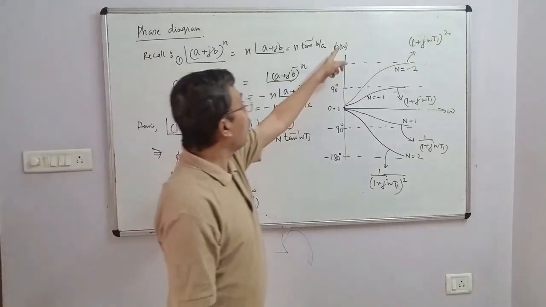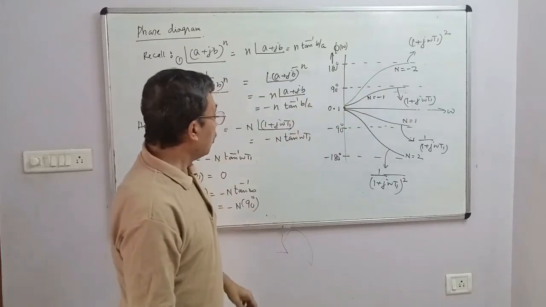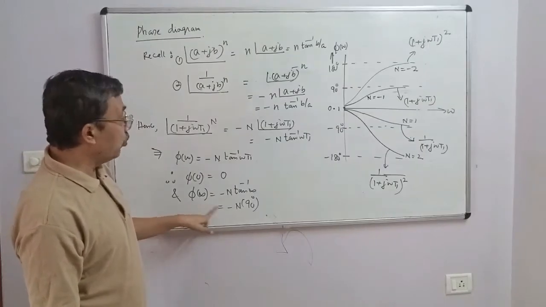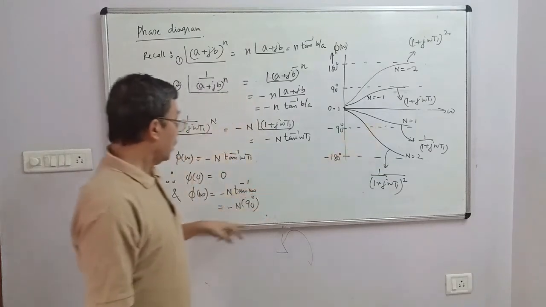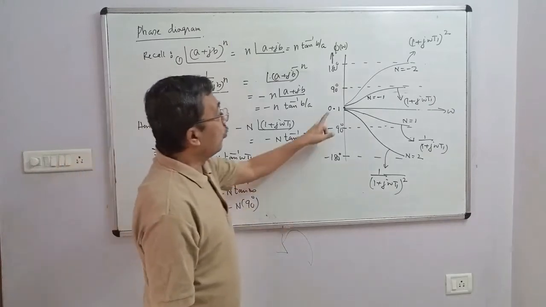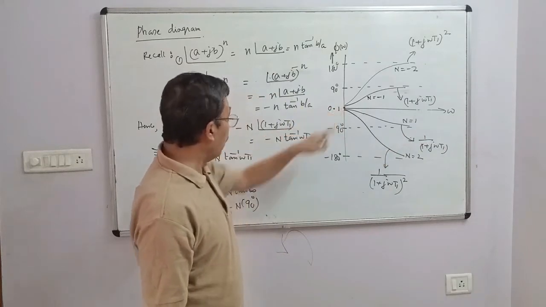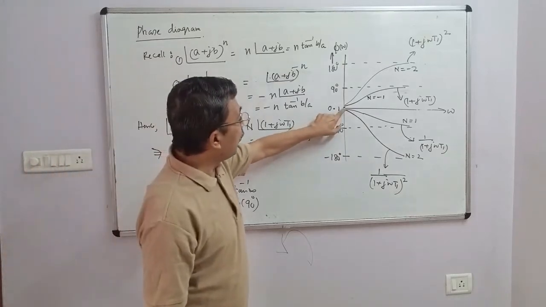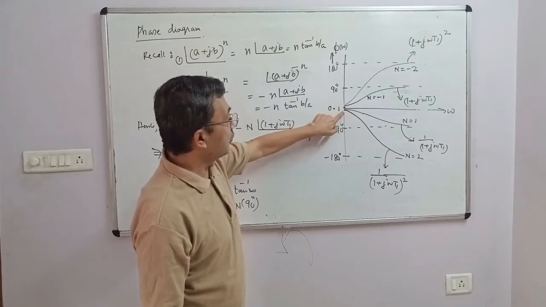I have made the plot of phi of omega versus omega. This plot is known as the phase diagram. So when n is 2, phi of infinity is minus 180 degrees. When n is 1, it is minus 1 into 90 degrees, minus 90 degrees. Omega is in log scale. Therefore, the minimum value of omega I have taken is 0.1. Even though I know what is phi of omega for omega equal to 0, in this the minimum value of omega is 0.1. Therefore, the angle is slightly less than 0.